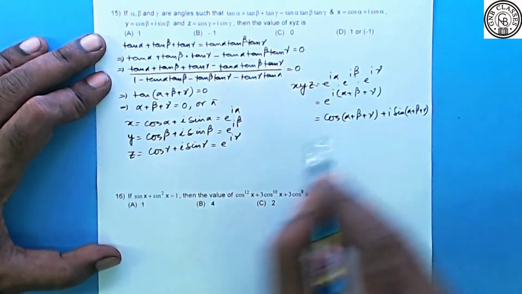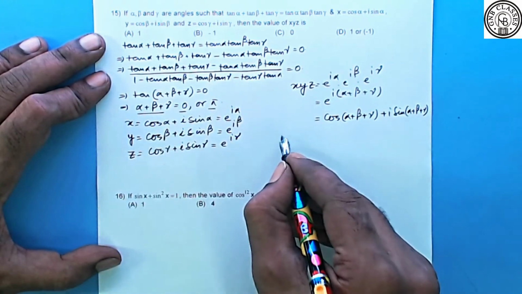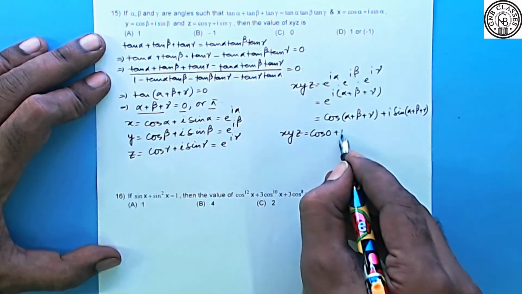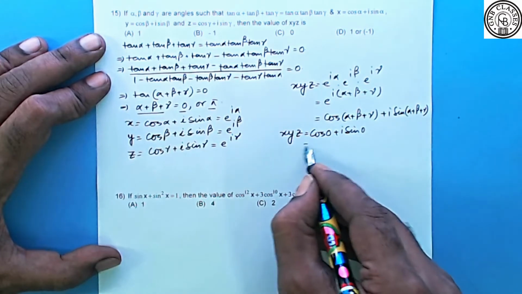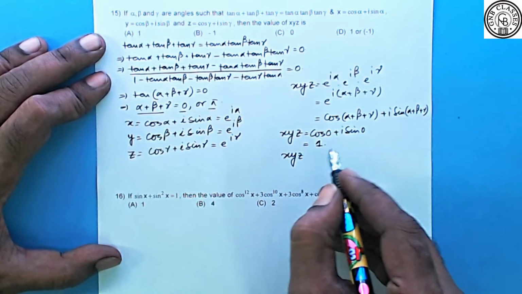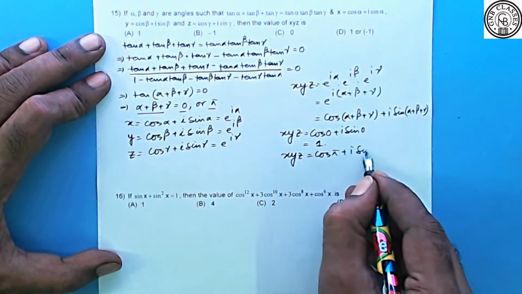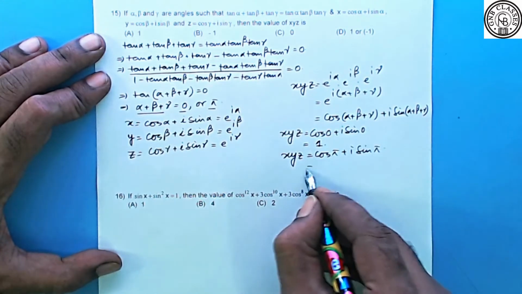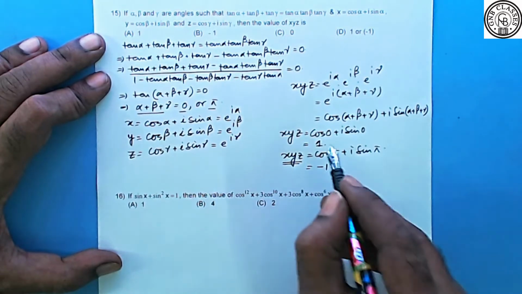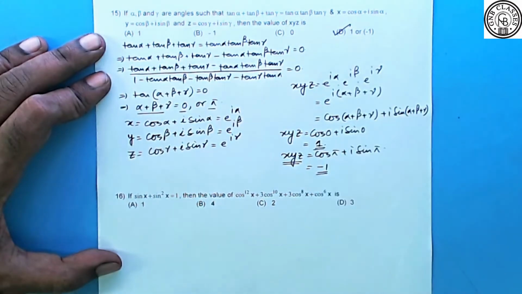Okay. Now, we know that alpha plus beta plus gamma can be either 0 or pi. Now, when it is 0, then the value of xyz will be cos 0 plus iota sin 0. So that gives you 1. But when alpha plus beta plus gamma is pi, that gives you, which is nothing but minus 1. Therefore, the value of xyz can be either 1 or minus 1. Hence, option D is correct.